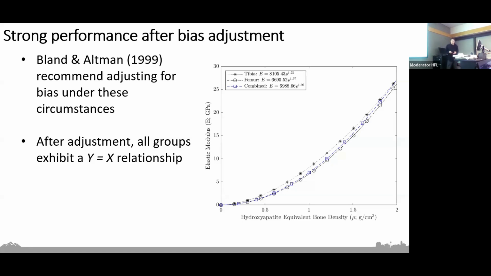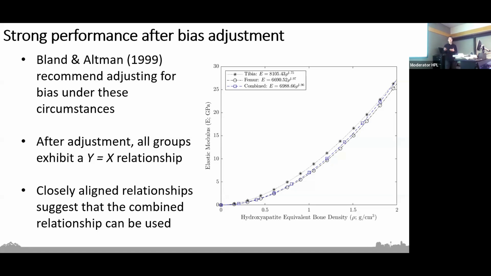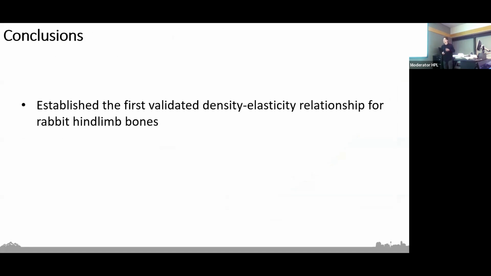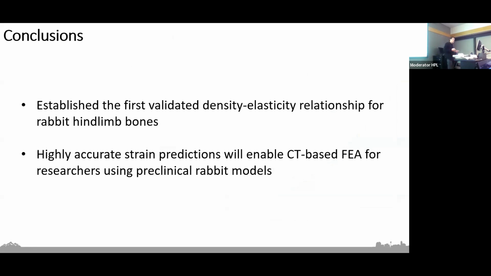and we kind of use this as motivation to suggest that for situations where you may want to prioritize simplicity or computational efficiency, you could probably just use a single combined relationship for both bones instead of using those individual relationships for each one. And that brings me to some conclusions from this first study. So we established the first validated density elasticity relationship for rabbit hindlimb bones. And they provided these highly accurate strain predictions. So hopefully that'll enable a CT-based FEA for researchers using these preclinical rabbit animal models, which of course we're doing.